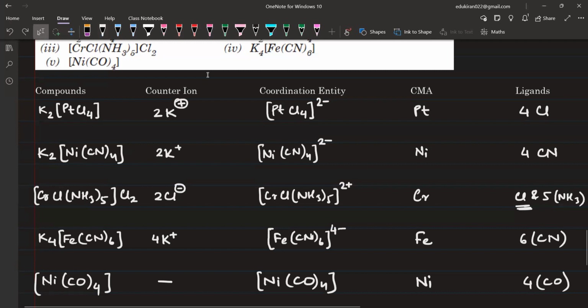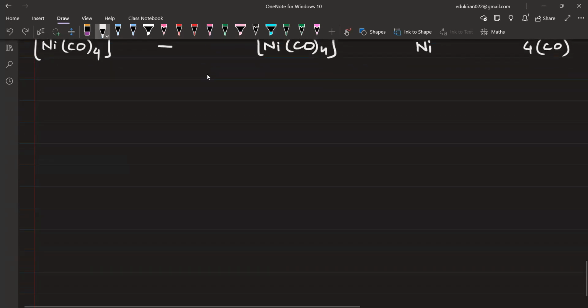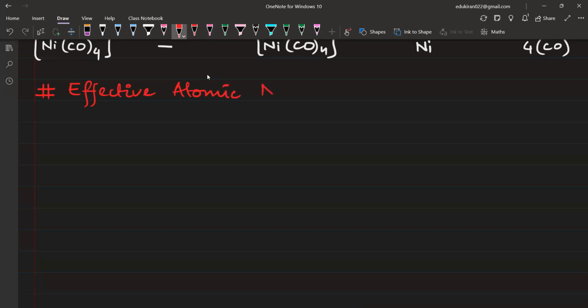Now there is one very small thing, write it down. This will not be asked in your board examination, but it is in the assessment, that is effective atomic number. And this is important for those who are preparing for NEET and JEE. Effective atomic number. It is a small concept, not a very tough concept.